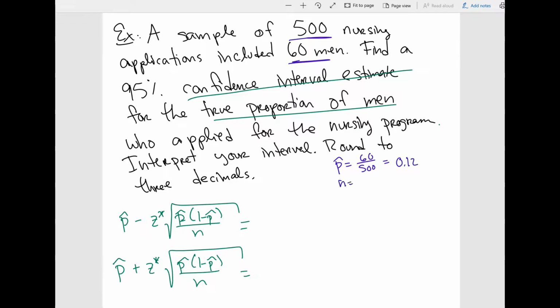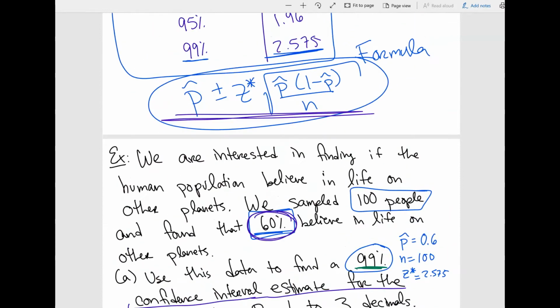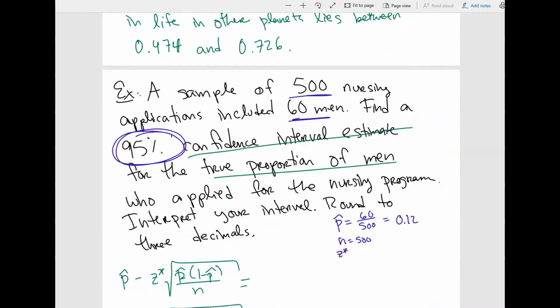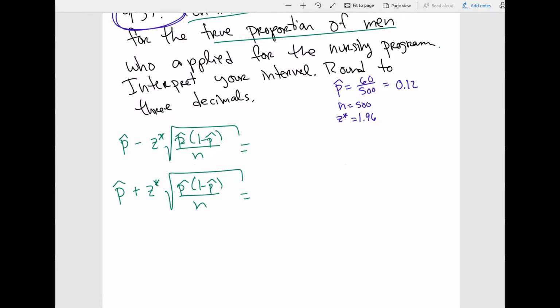My n value is going to be 500. And my z star value corresponds with the confidence level. We are 95% confident. So 95% confident, if I go back up to my table, is going to be 1.96. So z star is going to be equal to 1.96. Now let's plug all that into our formula. So 0.12 minus 1.96 square root of 0.12 (1 minus 0.12) divided by 500.